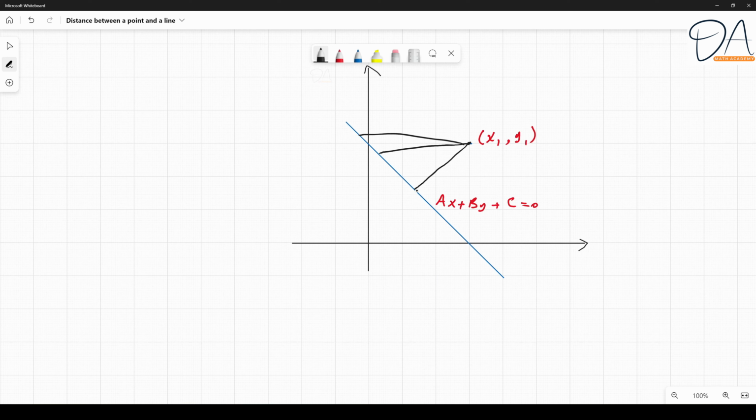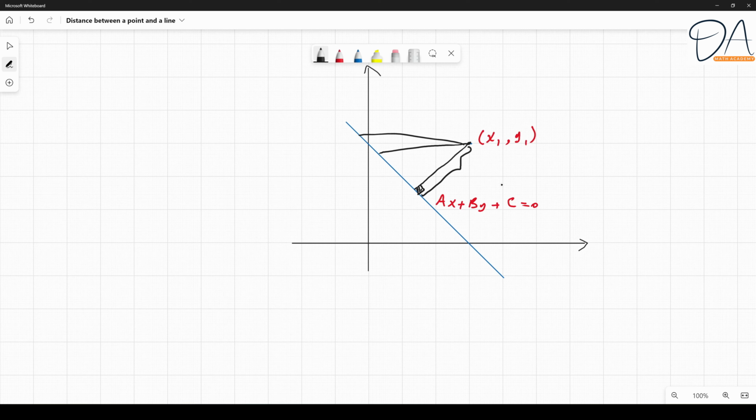Now the distance between a point and a line is defined as the shortest distance out of these. So you're looking at the length of the segment from the point x1, y1 in the diagram to the nearest point on the line. And this happens when this segment actually is perpendicular to the line. So this angle here is 90. Then this length is the distance between the point and the line. So that is how we define the distance.